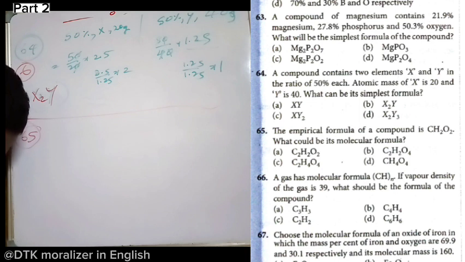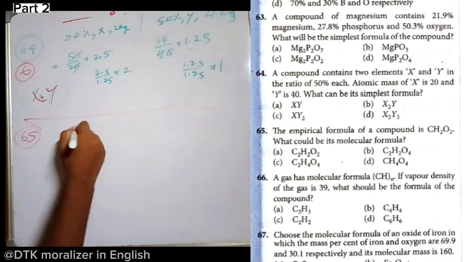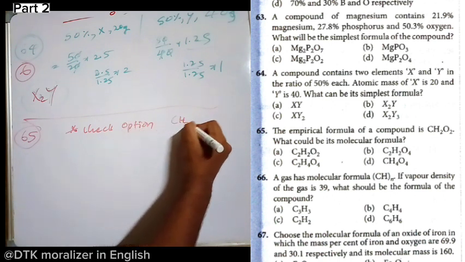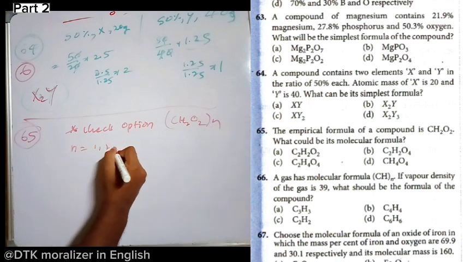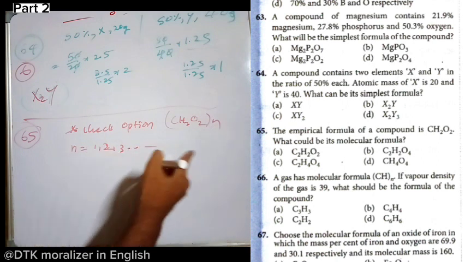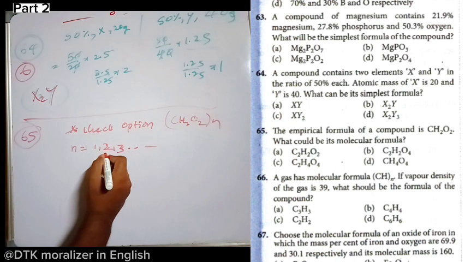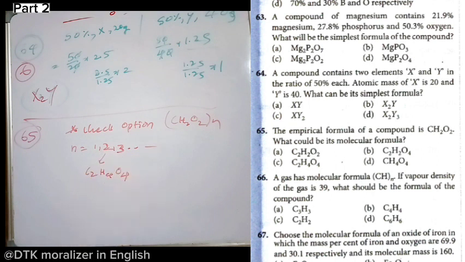Now question number 65. The empirical formula of a compound is CH2O2. What will be its molecular formula? So here we have to check the options which are appropriate to the empirical formula. By this we can obtain the answer. The n values are natural numbers 1, 2, 3, 4 and so on. By this we can find out that C2H4 is the molecular formula. Remaining options are wrong.